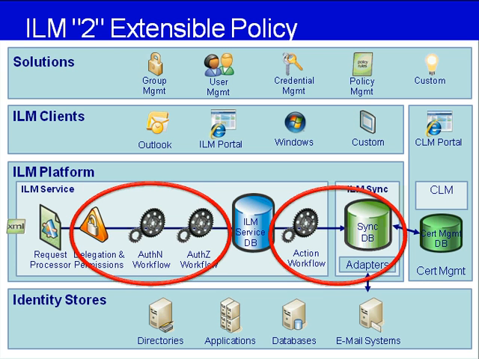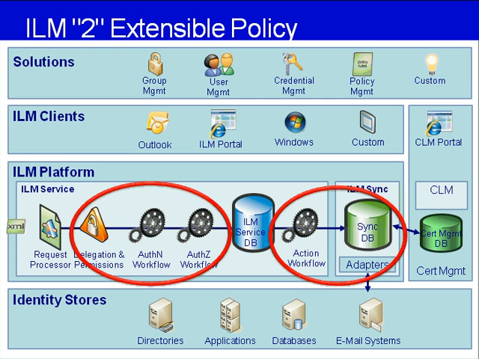So in ILM2, whenever there's a request that enters the system, so any operation that's requested from the system, it always enters the request processing pipeline and becomes subject to a write check, authentication workflows that you specify, authorization workflows that you specify, such as approvals, and finally action workflows that you specify, such as provisioning or notification workflows.